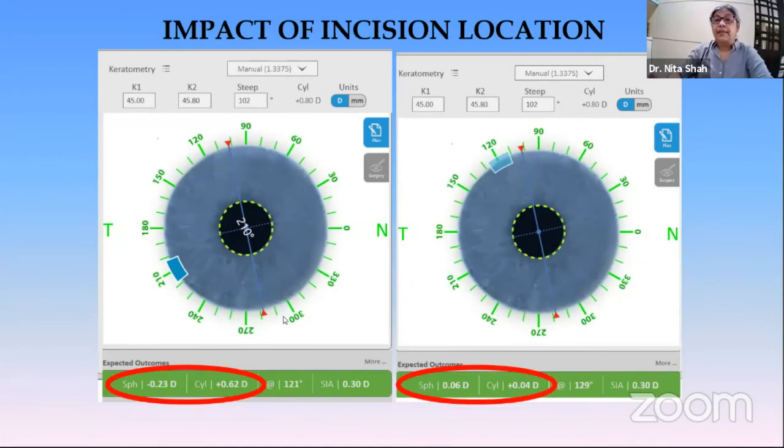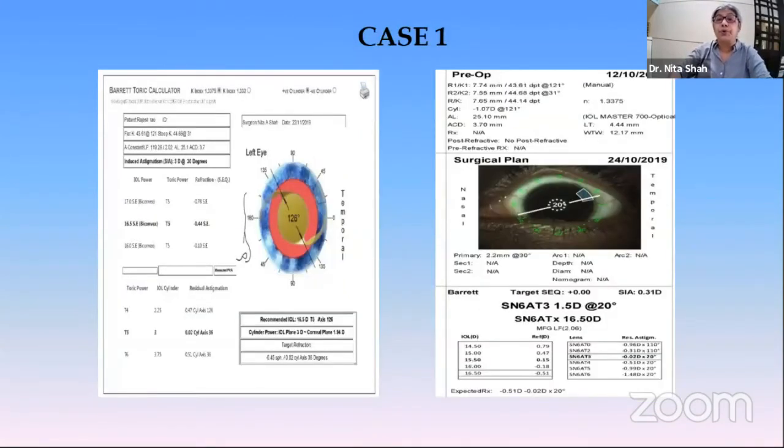Also, it gives us an idea, the way our ZCal does also, how the residual cylinder changes with incision location. If the surgeon wishes to do that, we can adjust that and decide prior to surgery what we want to do. Here, I just wanted to show a case which we had recently where it showed a lens which was T5, axis of placement 126, and on the image guided system, it showed a T3 with 20. I have picked this up at random just to show the importance of an image guided system.